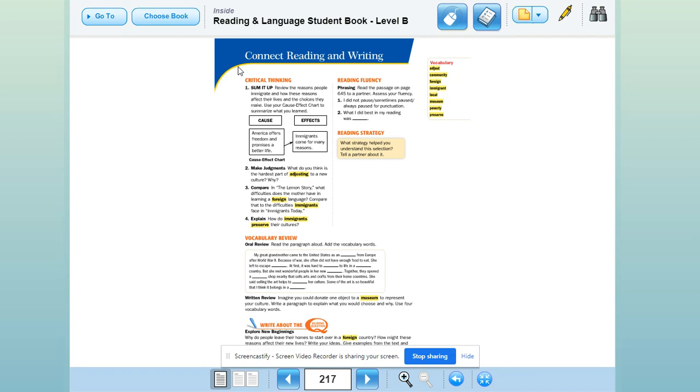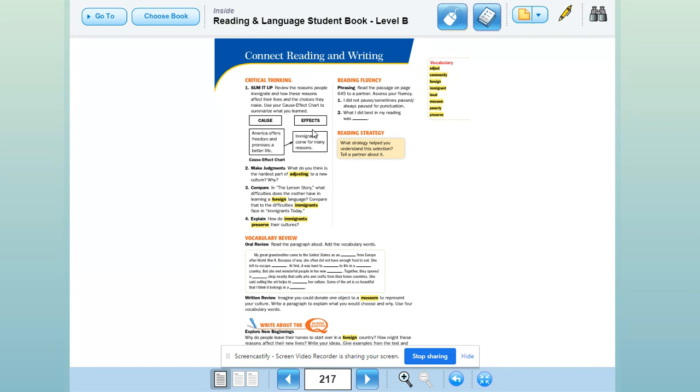So if you are with me on page 217 of your reading book, if you look at the bottom, it says 217 of your reading book, not practice book. We're going to practice this page together. The first part is critical thinking, which is sum it up. So this is a summary of everything you have learned so far about immigrants today. Review the reasons people immigrate and how they build new lives.